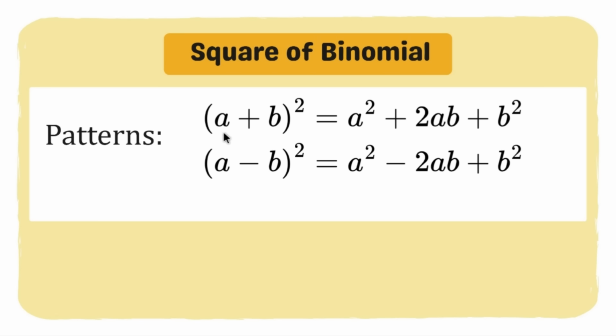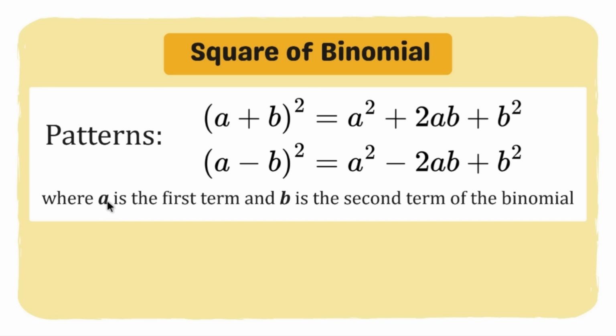Okay, so let me read the pattern. If we have here the square of a binomial a plus b, or the quantity squared, it is equal to a squared plus 2ab plus b squared. Okay, where a is the first term and b is the second term of the binomial. So this is just symbols, representation. Yung a is yung first term and then yung b is yung second term.